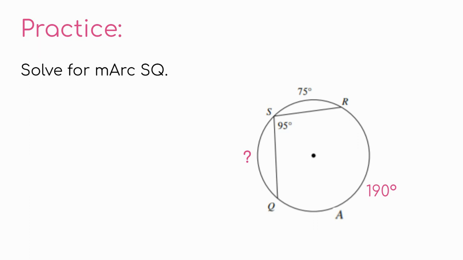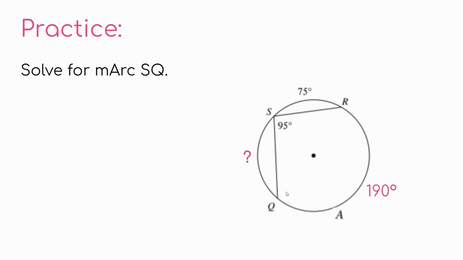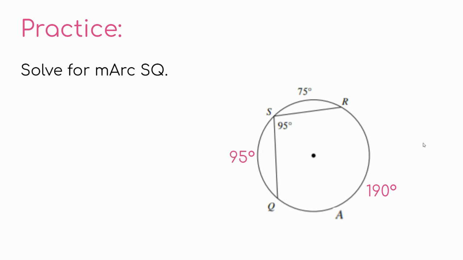So what you should have done is notice that we have all of the arcs around the circle except for SQ. And we know that all the arcs have to add up to 360. So you want to add 75 plus 190, you get 265. Subtract that from 360, arc SQ is 95 degrees.